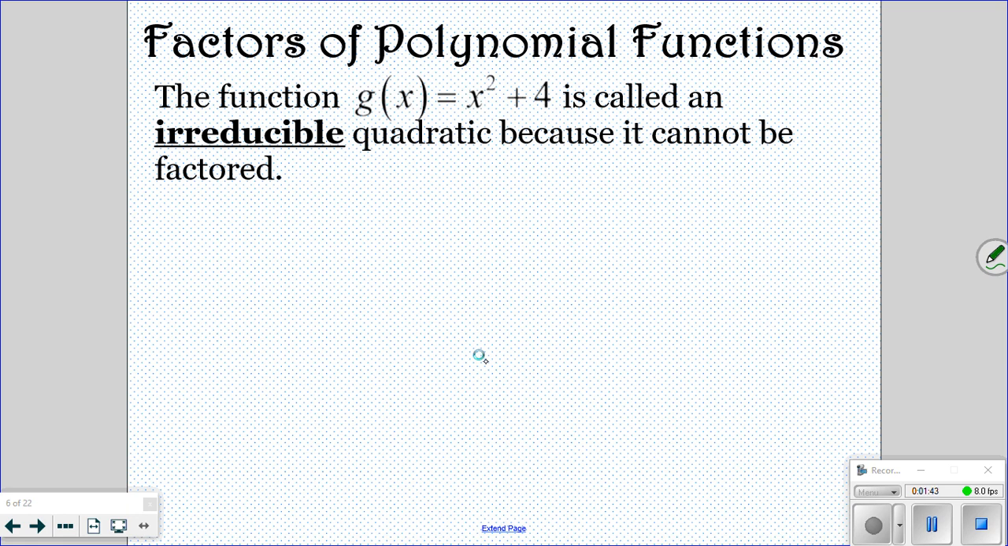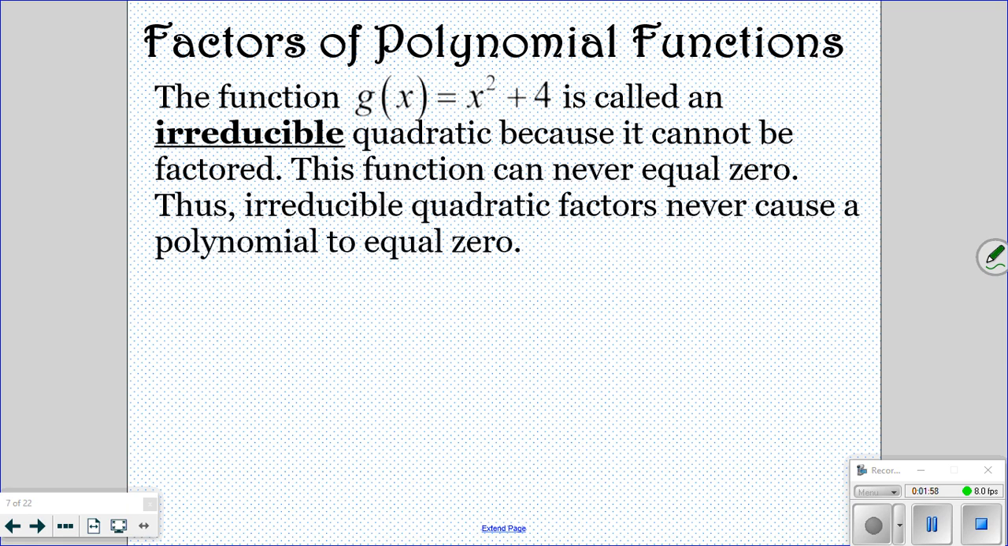So the function x squared plus 4 is an irreducible quadratic because it cannot be factored. x squared plus 4 is irreducible. You cannot factor it. So that function will never equal 0, and so it never causes your polynomial to equal 0. So when you have an irreducible quadratic factor, you're just going to mark it out and ignore it. You're not going to deal with them.